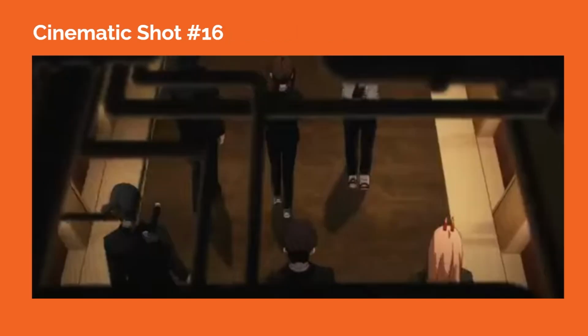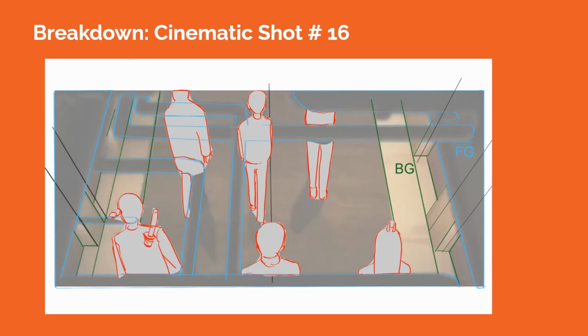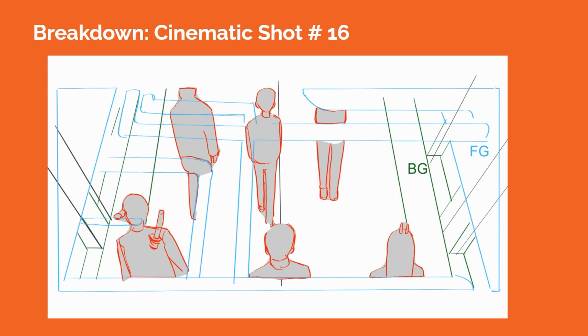In cinematic shot number 16, the camera is placed high above the ground, tilted downward, as if it was perched above the pipes in the ceiling. We see our gang of characters walking through the hallway with their backs toward the camera. There's a 3-point perspective grid within the shot, informed by the orientation of the characters and by the perspective cues of the doorways on either side of the frame.